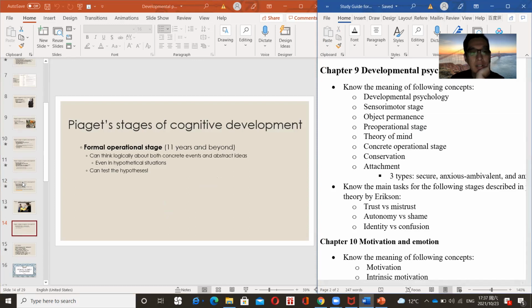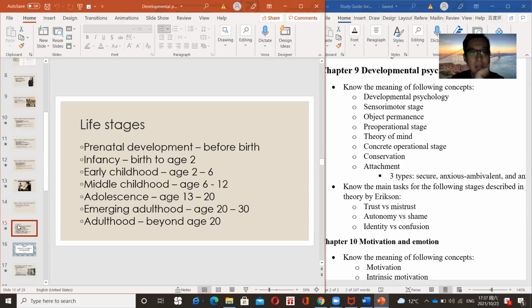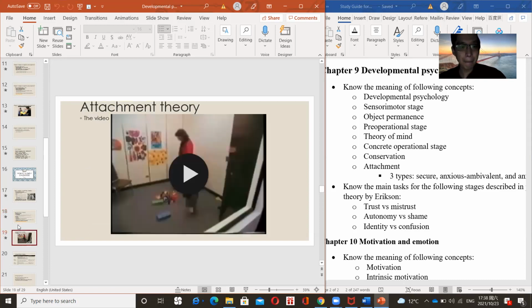And the next important concept is attachment. That's the concept in attachment theory. It's a very lasting and close psychological connection between people, specifically between the children and the caregivers. So it's a very strong emotional and psychological connection, a very enduring, caring and close relationship. That is attachment. There are three kinds of attachments.